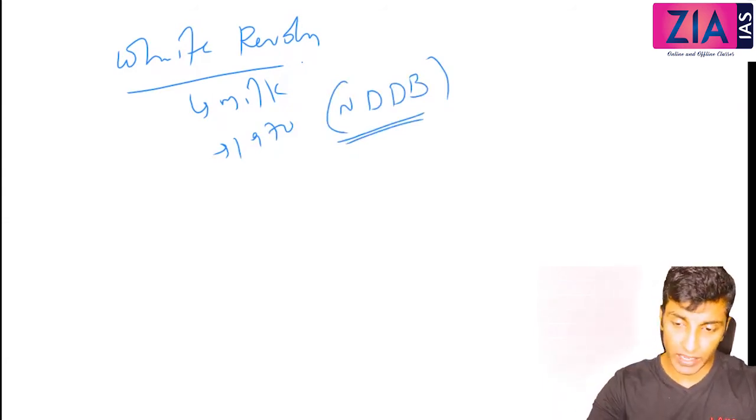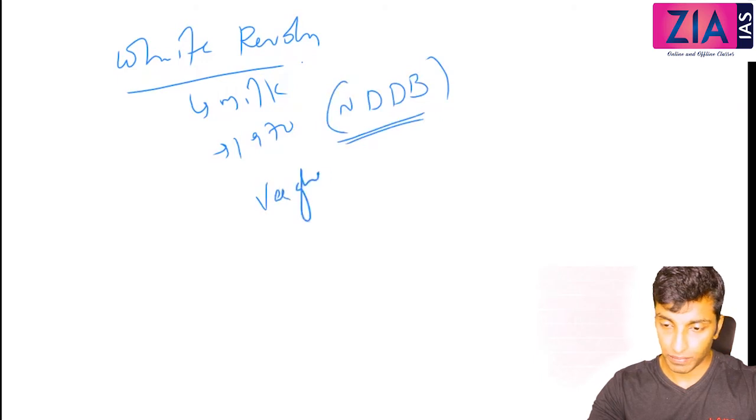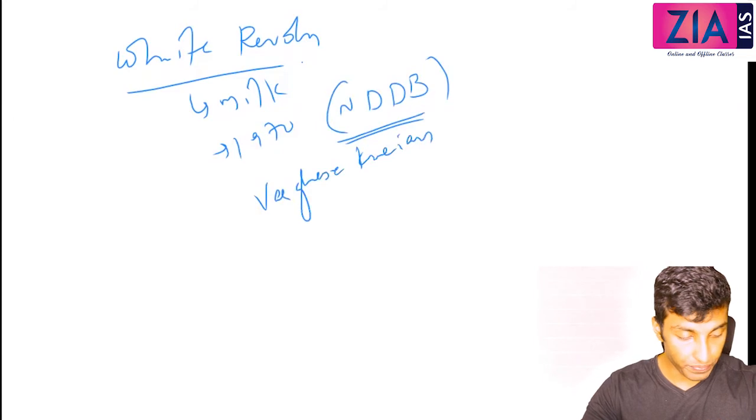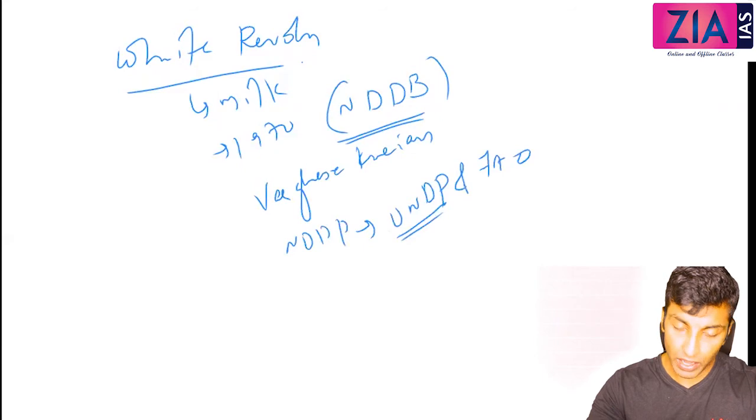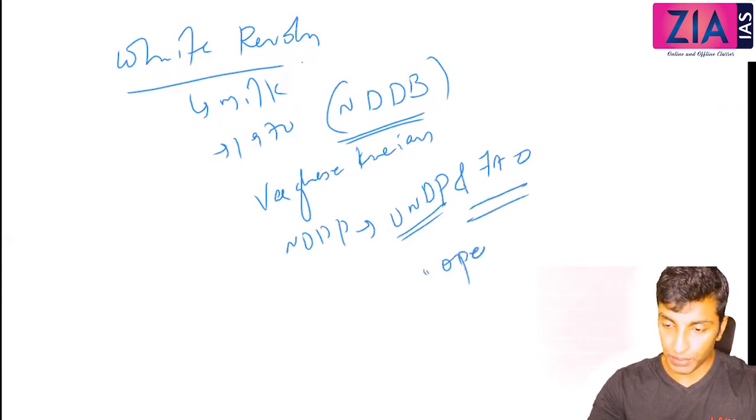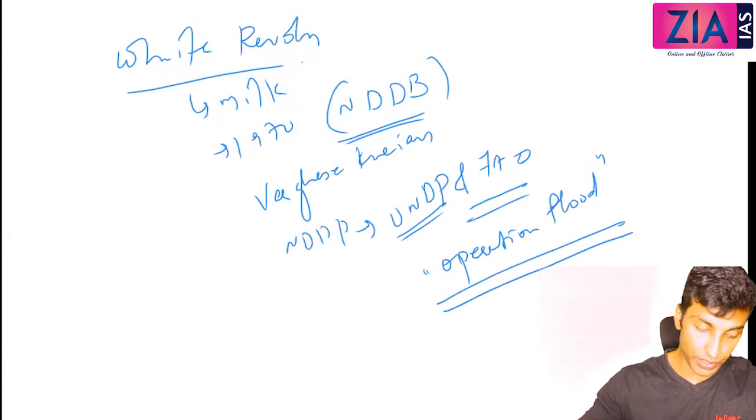Who was the chairman? Varghese Kurian. So National Dairy Development Board, along with UNDP, United Nations Development Program, and Food and Agriculture Organization, launched this revolution. The name was Operation Flood. Okay, so that's the white revolution.